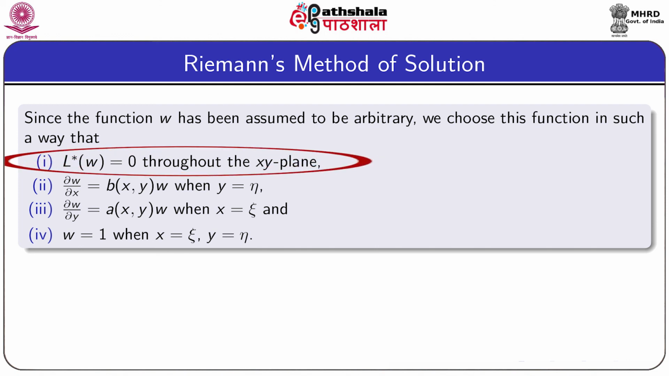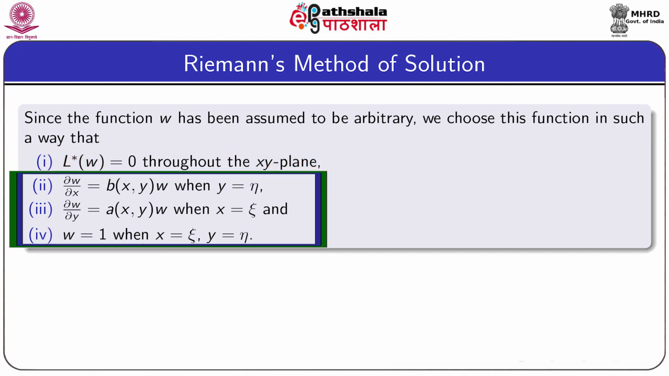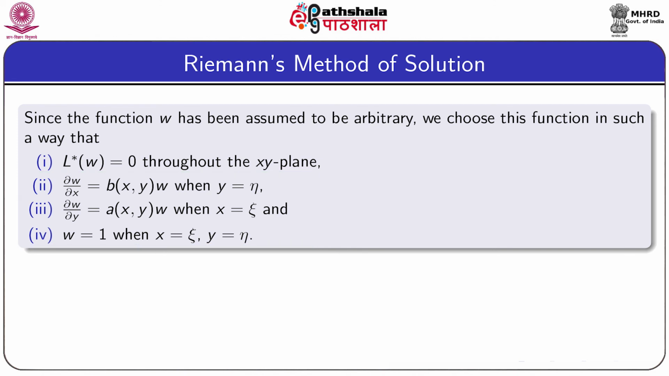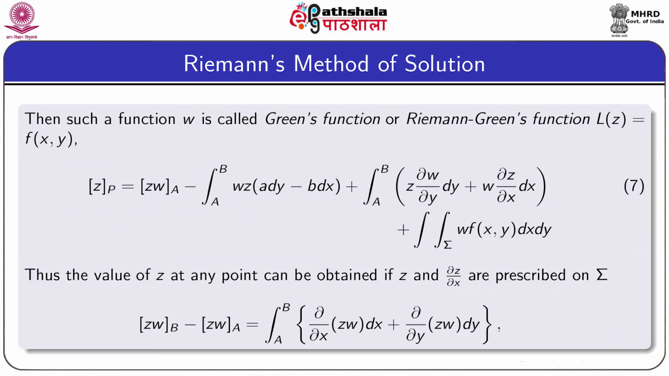So, w is such that L star w equals 0 throughout the xy plane, and ∂w/∂x equals b w when y equals eta, and ∂w/∂y equals a w when x equals xi, and w equals 1 when x equals xi, y equals eta. The function w which satisfies these 4 conditions is called a Green's function, or Riemann's Green's function of Lz equals f(x,y).